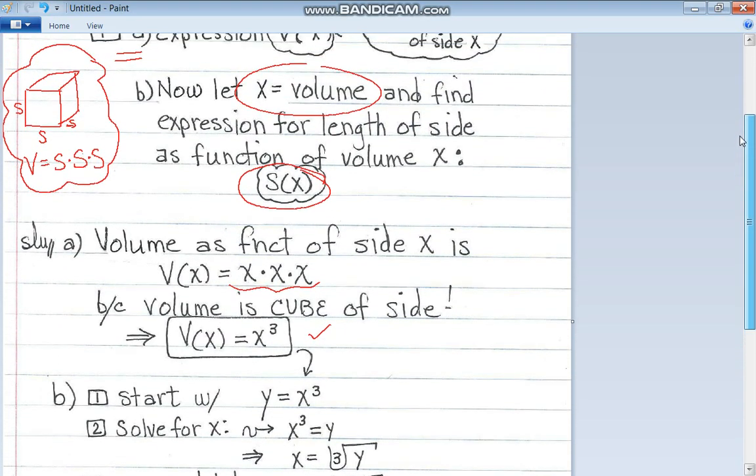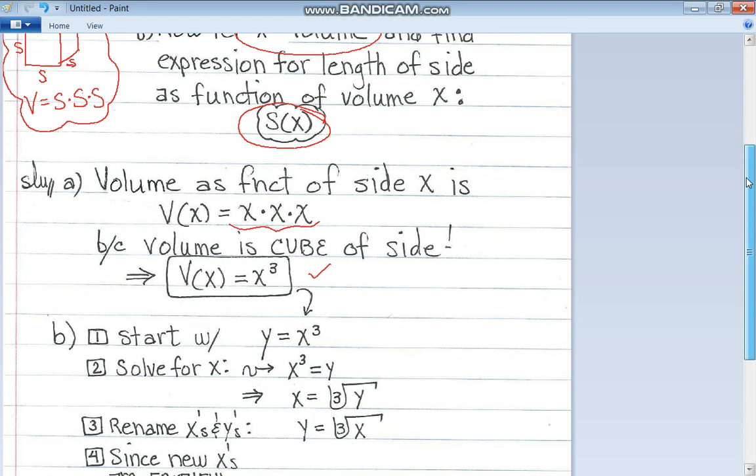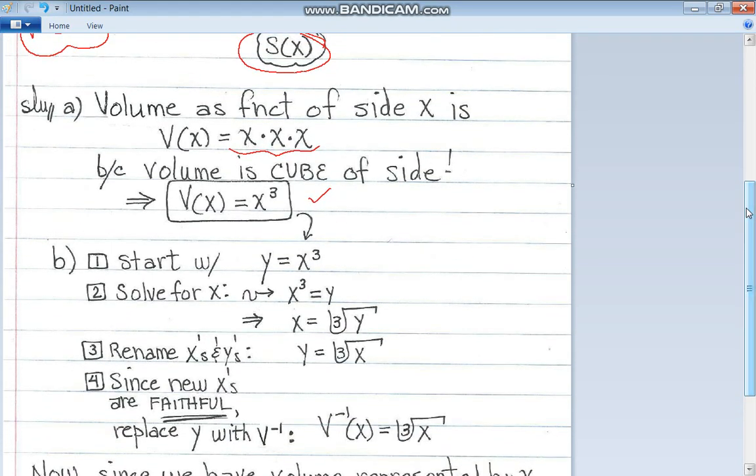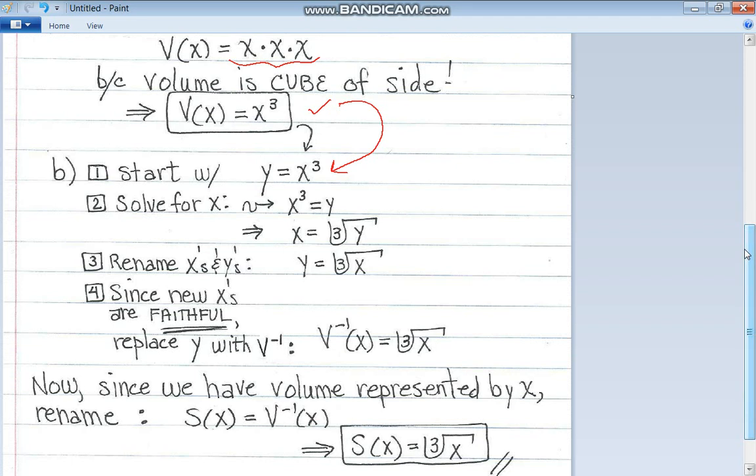Now we're going to do part B, which is more difficult. We're now calling x the volume, and we're going to find S of x, the side, as a function of the volume x. So we're going to start with this equation here, V equals x cubed. But instead of calling it V of x, we'll call it y equals x cubed. Now, we're going to do the steps required to find the inverse function of this V of x. So we're going to solve for x.